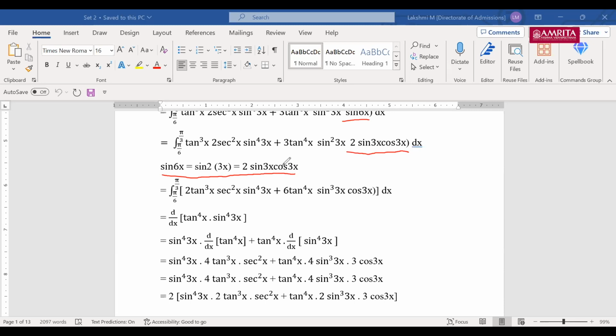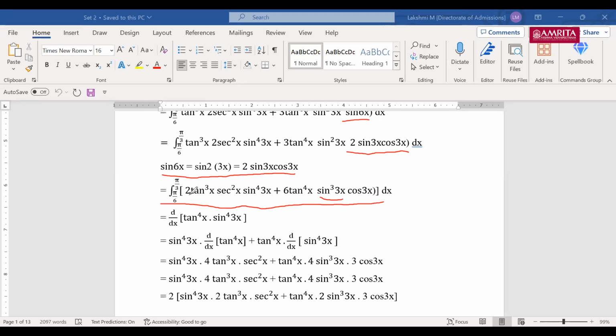So once I have written, I have got an extra sine 3x here. So it will be sine cube 3x. I hope up to this, everybody got a clear idea up to this part. I've just taken everything inside. I've just used one formula. Now the actual part starts.